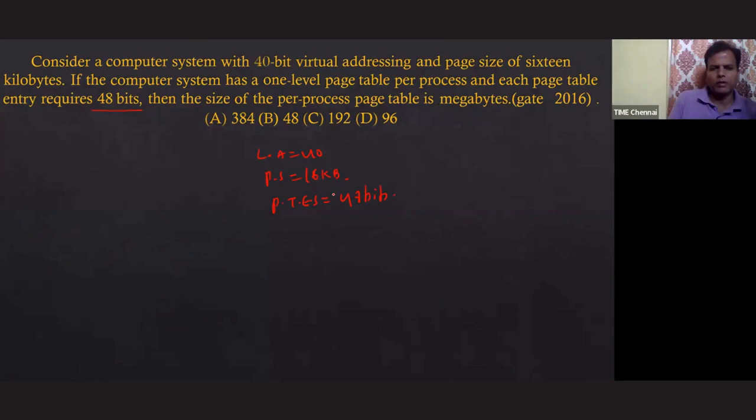So page table size we need to calculate. See, the page table entry size he has given in terms of bits. You need to convert it into byte. 1 byte equals to 8 bit. So that means it comes as 6 byte. That's it. This is the only additional thing we need to convert. Otherwise, the total problem is like the previous problem only. Still, I will calculate. Okay, don't worry.